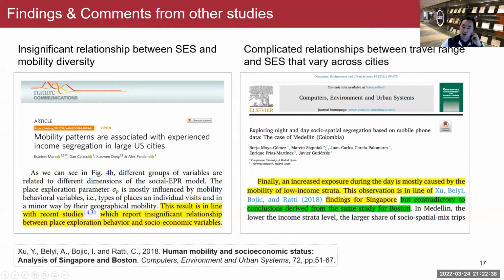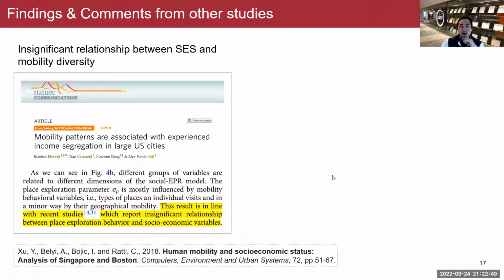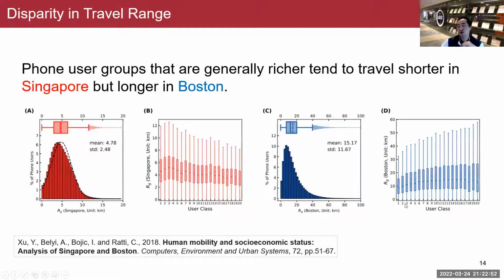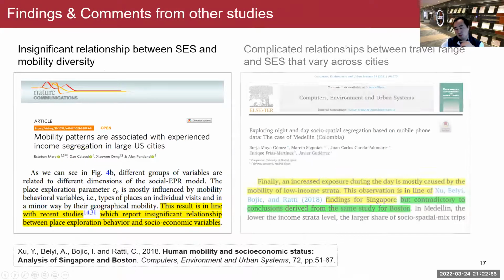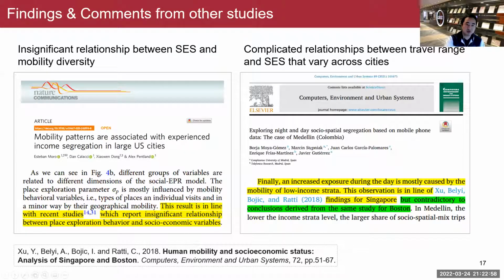Another study analyzed phone data in another city in Colombia, and compared, for example, the activity range with socioeconomic classes, and they found that their findings are the same as those of Singapore, but of course, contrary to Boston. In other words, the relationship between the spatial size of activity space and socioeconomic status tends to be more complicated. It tends to vary across cities. There are many factors that could affect it, such as the spatial urban structure, or how housing neighborhoods and employment opportunities are located in a city.